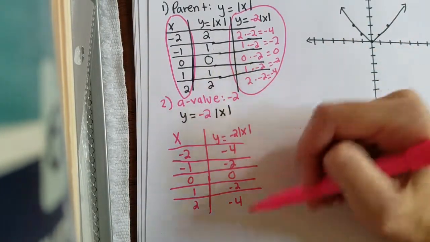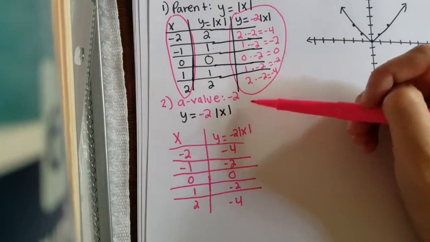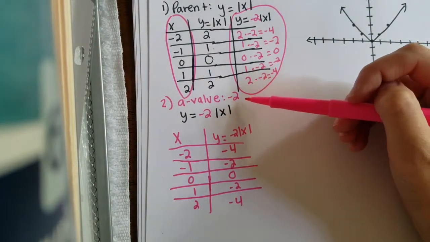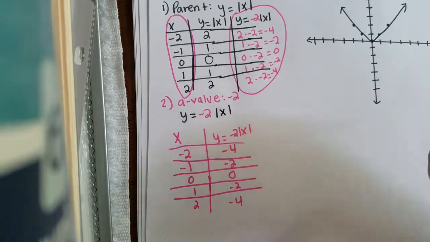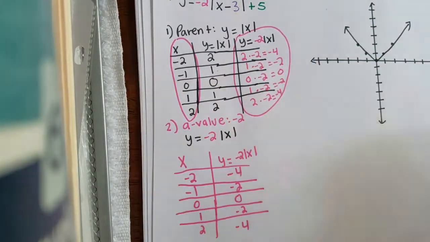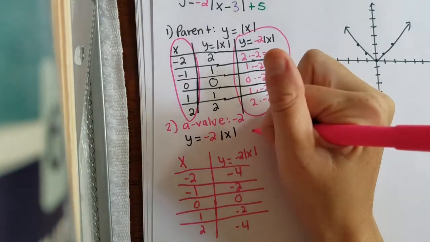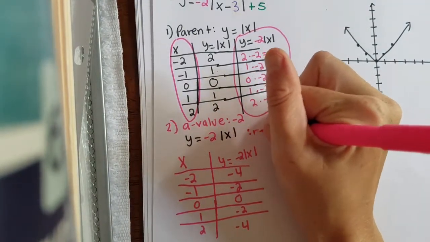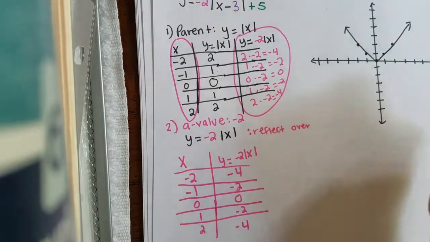And before we graph it, we can already predict what's going to happen. So with this negative 2 for my a value, remember if it's a negative a value, the graph will reflect over the x-axis. So what's going to happen, I guess I'll write it right here. So this graph will reflect over the x-axis.